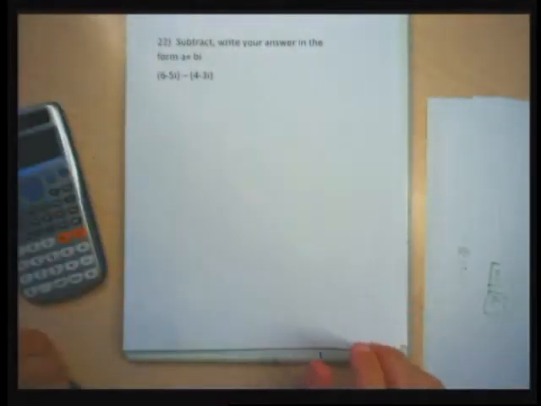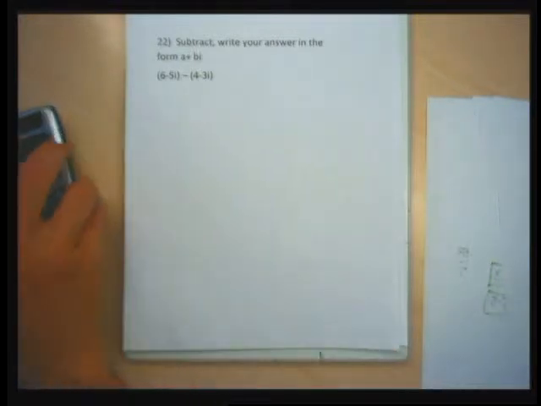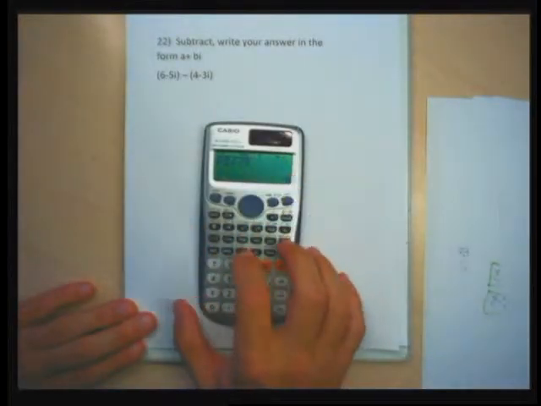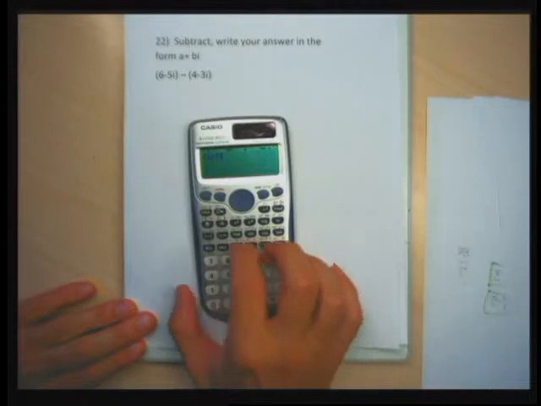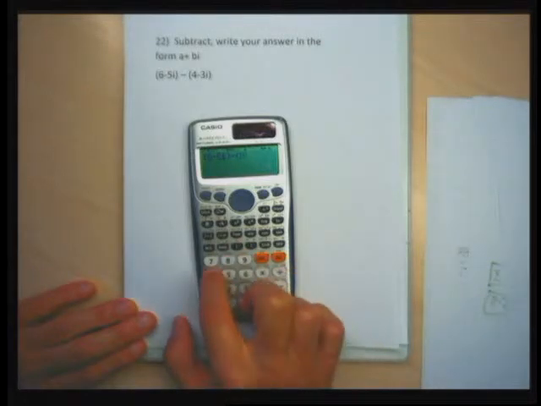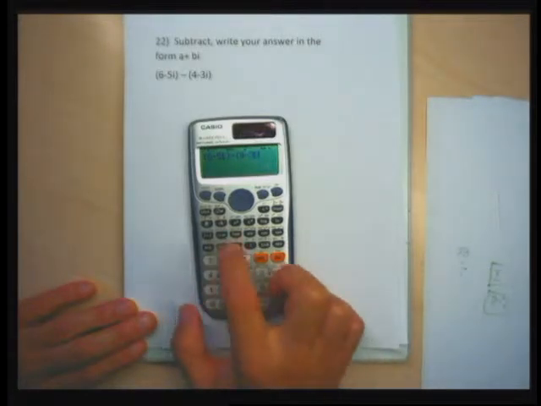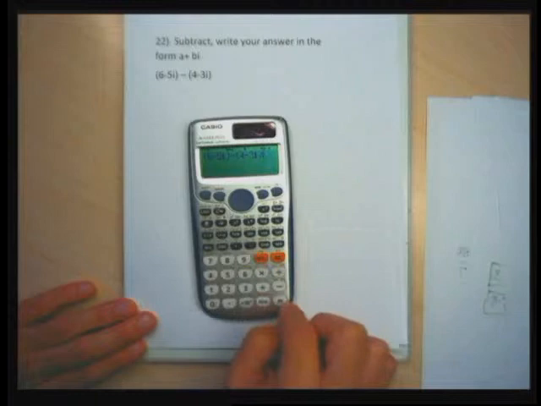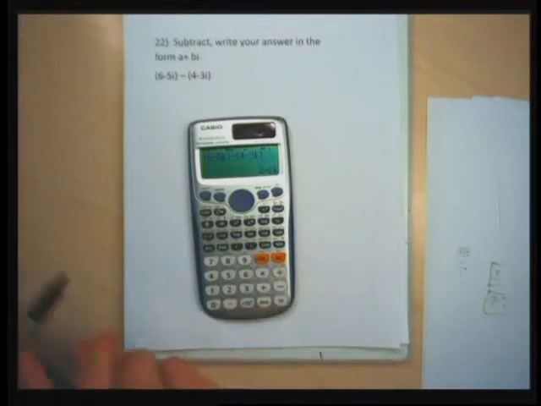22, my calculator should spit out the answer just nicely. I could do it by hand first or on my calculator first. I'm going to do both. So let me try 6 minus 5i, which is on the ENG key, minus parentheses 4 minus 3i, again hitting the ENG key. The answer to this is going to be 2 minus 2i.